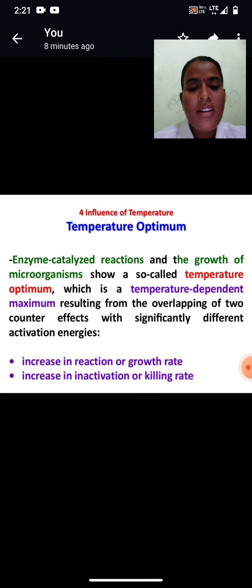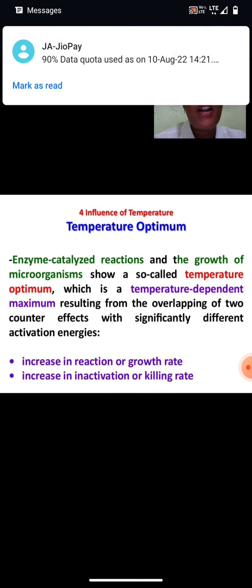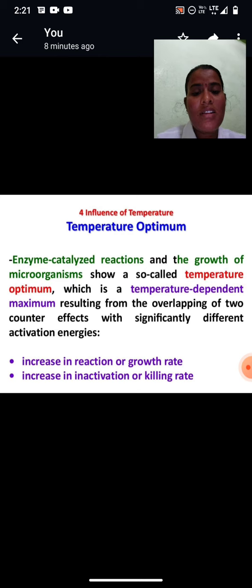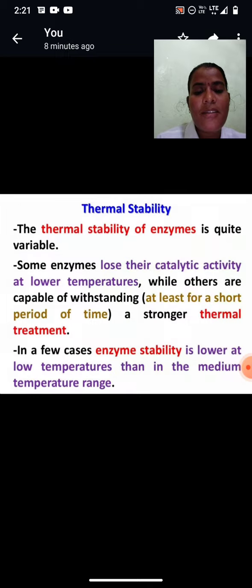Fourth one, influence of the temperature optimum. Enzyme catalyzed reactions and the growth of the microorganisms show a so-called optimum temperature, which is a temperature dependent maximum resulting from the overlapping of the counter effects with significantly different activation energies: increase in reaction or growth rate, increase in inactivation or killing rate.